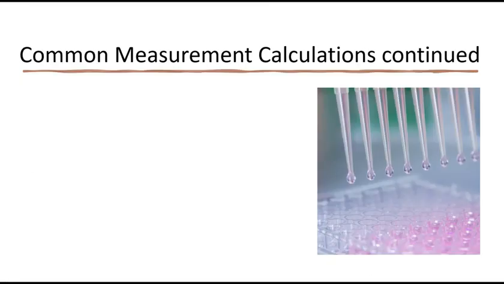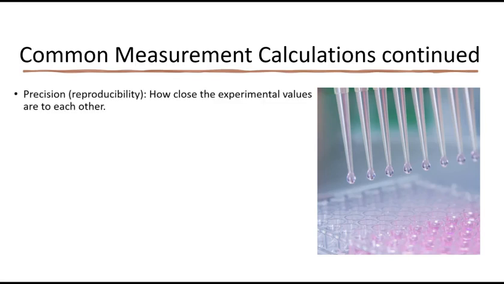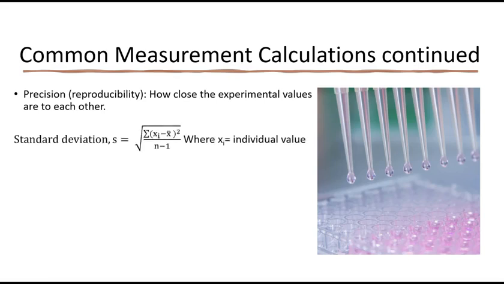Continuing with common measurement calculations. We may also want to determine the precision or reproducibility of our data. That just means how close the experimental values are to each other. In order to determine the precision, we can calculate the standard deviation, lowercase s. We will be doing these calculations in lab, but let's go ahead and go over the equation here.